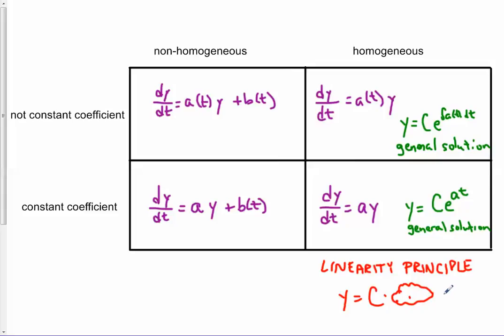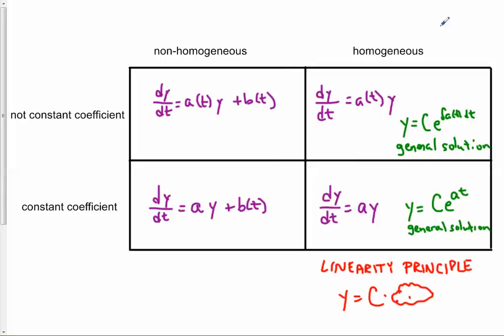C times an expression. In other words, to put this another way, if you have one solution to either of these, then you can always just multiply by a constant and that will still be a solution. So you have one solution. 2 times that is a solution. 10 times that is a solution. Negative pi times that is a solution.